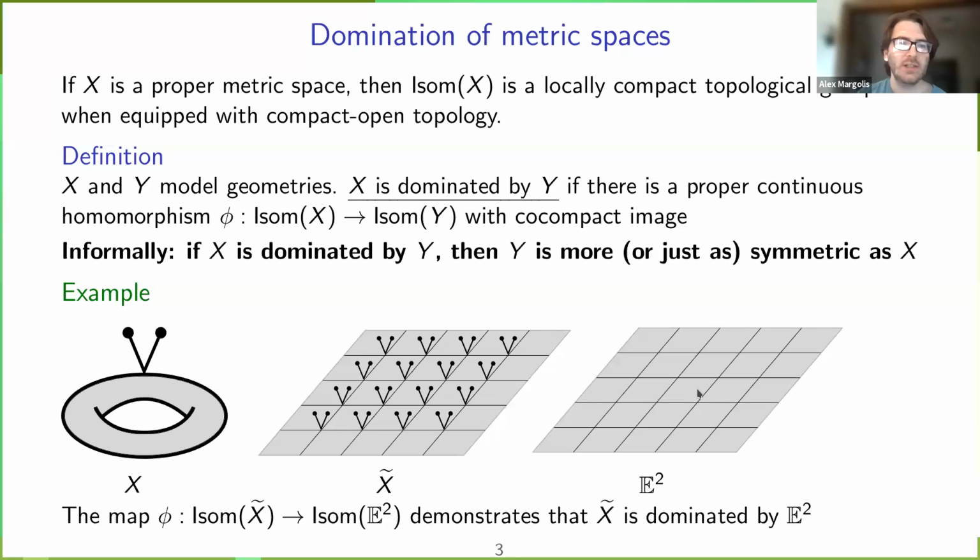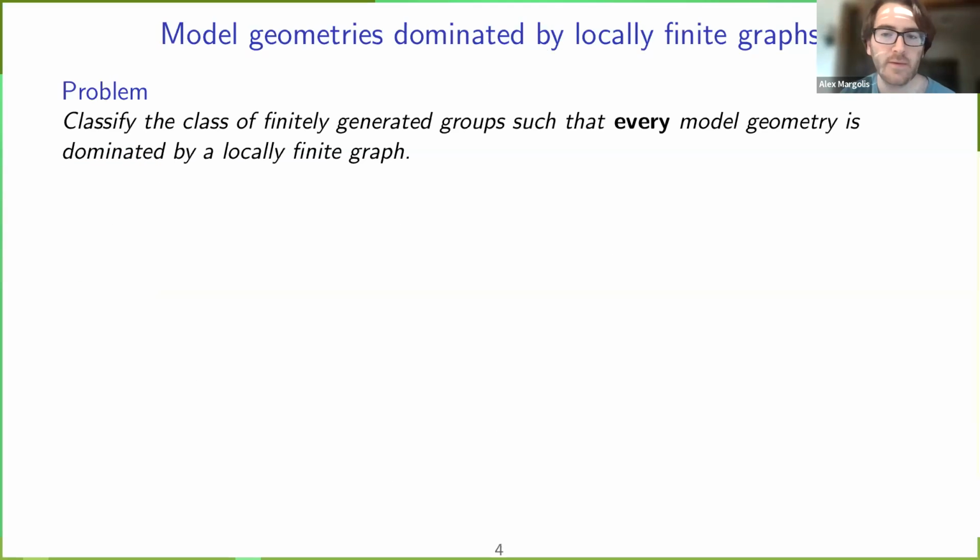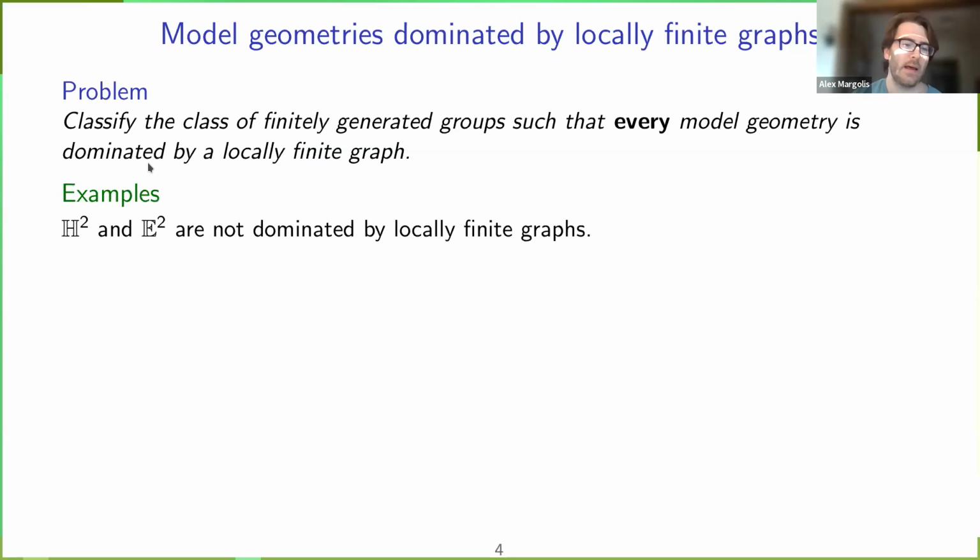And the main problem that this talk will solve is classifying precisely which finitely generated groups have the property that all model geometries of that finitely generated group are dominated by a locally finite graph. Okay, and we've already seen some model geometries, the hyperbolic plane and the Euclidean plane, and I claim that these are not dominated by locally finite graphs. There are isometries of these spaces that can't come from isometries of some locally finite graph.